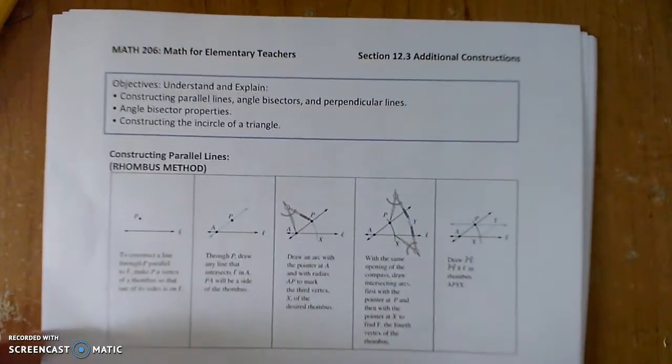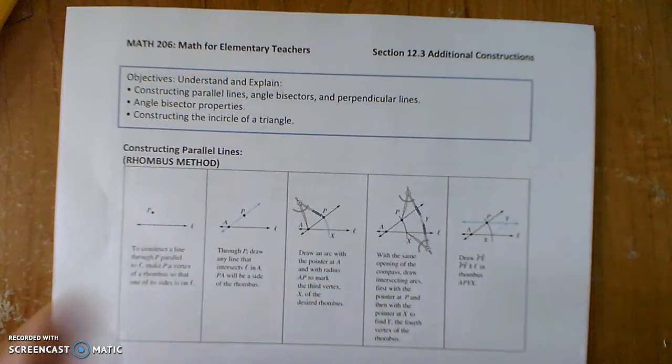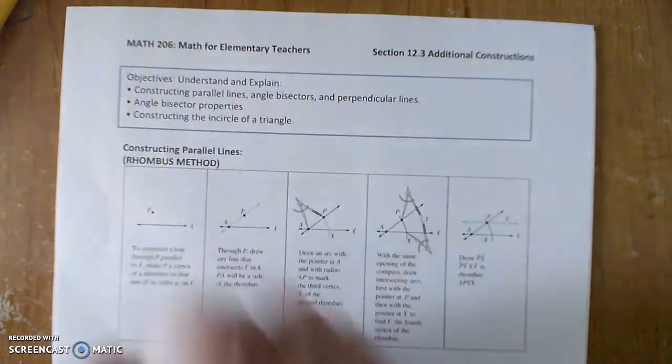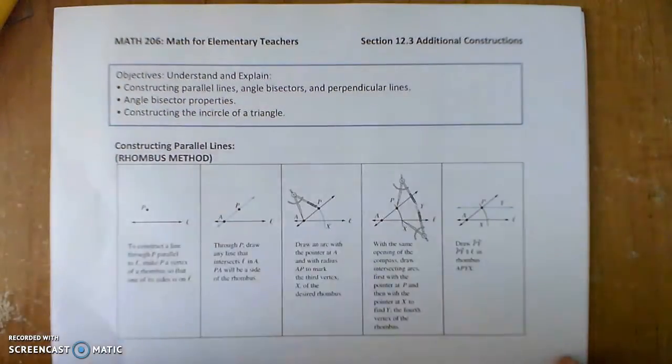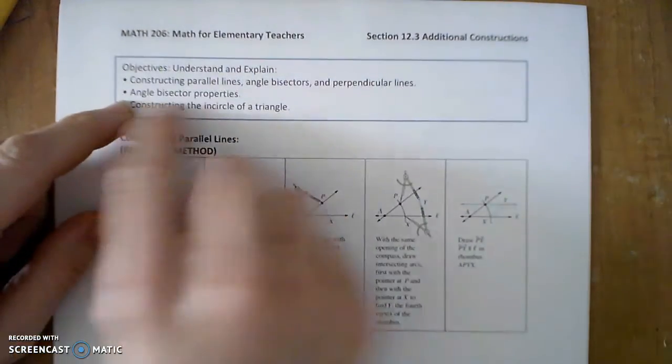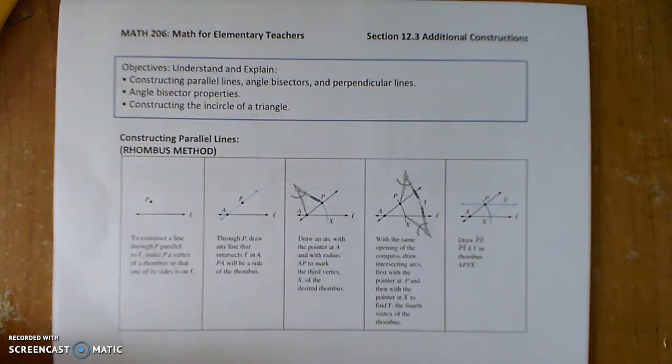Hi, Math 206 students. We are entering into more constructions and wrapping up Chapter 12. So what we'll focus on now is constructing parallel lines and angle bisectors and perpendicular lines. And we'll discuss properties for angle bisectors and also end with an interesting construction.